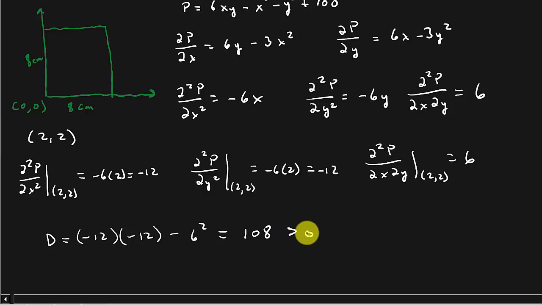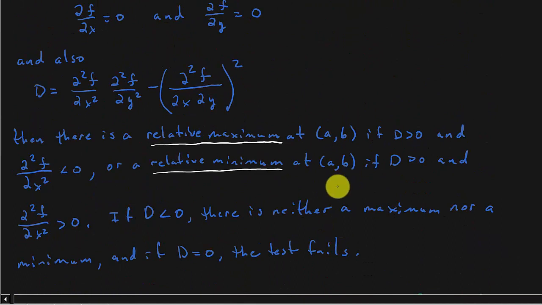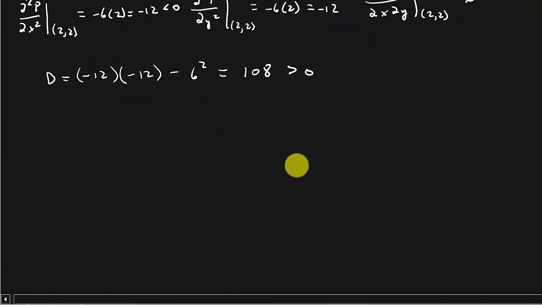All right, so if you remember, D being positive, we've got to go up here and look at the second partial, which we can see here is negative, right? The second partial is negative. So let's go back up here and see. We have a relative maximum if D is positive and the second partial is negative. So we do have a relative maximum at 2, 2 with value.